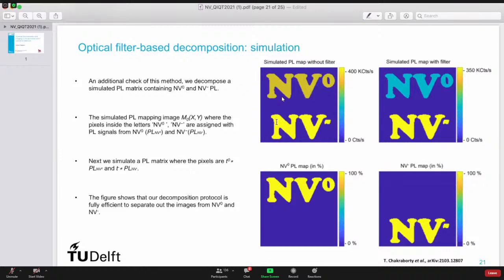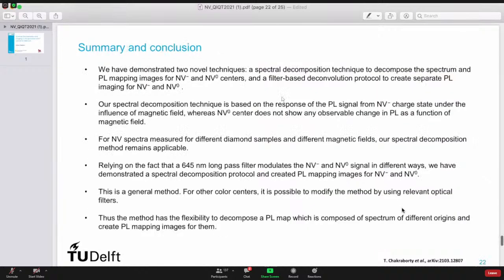Now when we use the same analysis, the same equations, we can separate out the NV0 and NV minus images with full efficiency. We assigned zero values to some of the pixels, and they still remain zero in the newly constructed image.